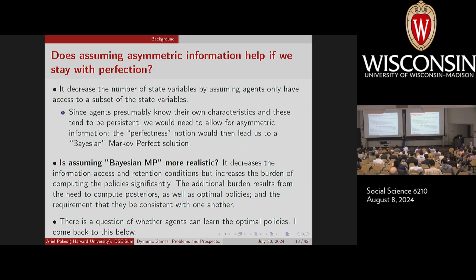That works out to be about 10 times as hard to compute as the original stuff, because what you have to do then is formulate the distribution of what everybody else is going to do and make sure it's consistent with their actual choices. Is that clear? That works out to be a terrifically much harder problem. So that didn't work so well, and I don't think it's actually been used in an empirical paper. I don't know of an empirical paper where it's actually been used. There is a question whether agents can learn the optimal policies, and I'll come back to that.